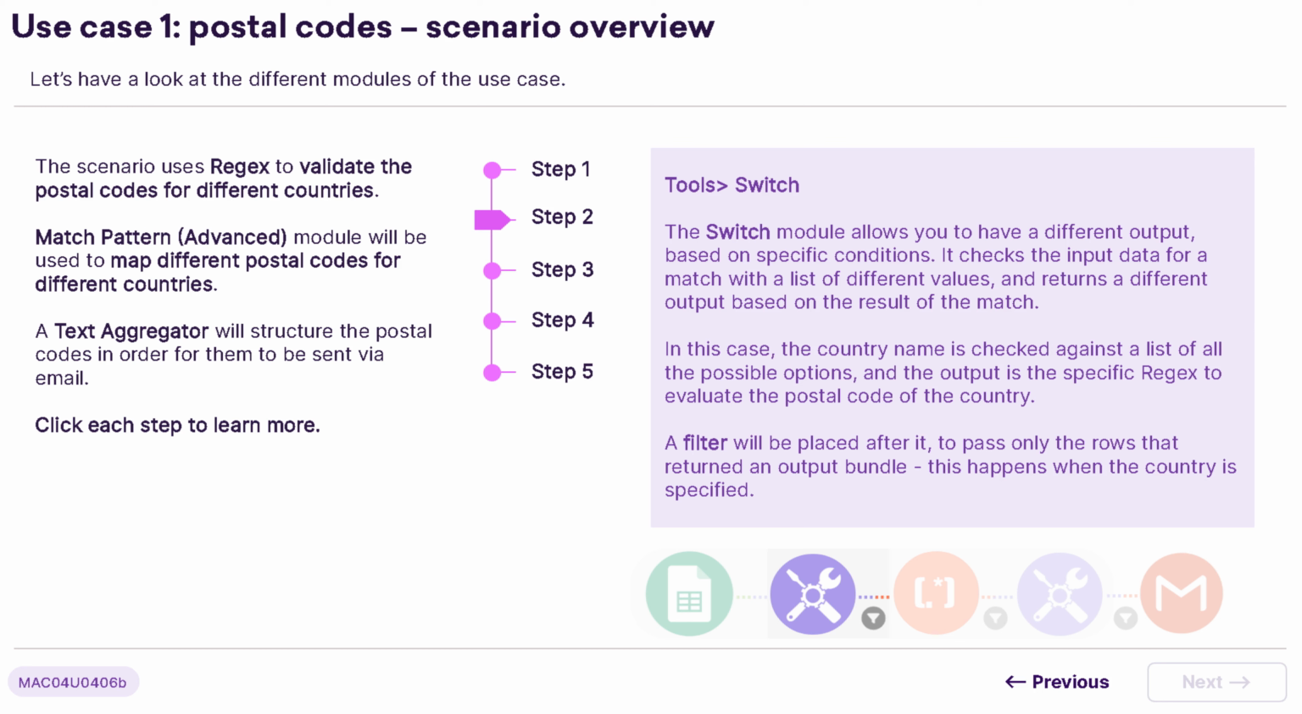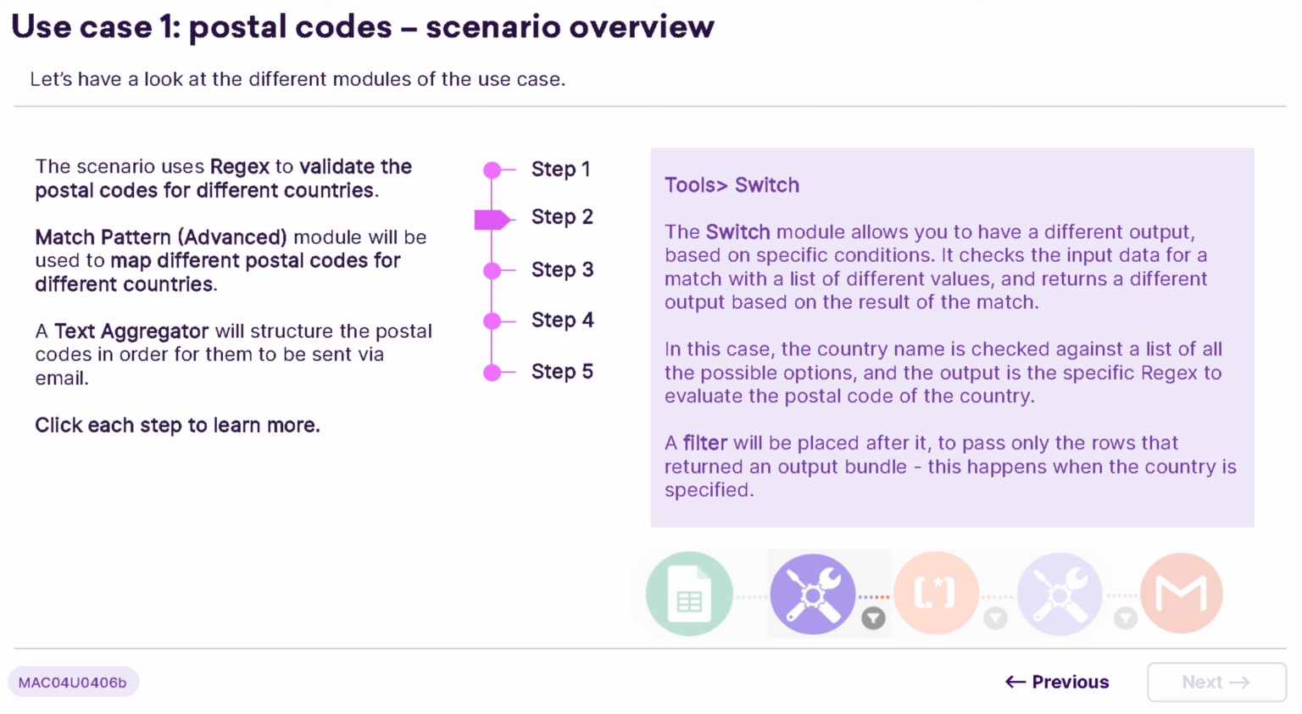In this use case, we're focusing on validating postal codes from various countries using a combination of modules. Here, the switch module plays a crucial role. It examines the input data, specifically the country name, and matches it against a predefined list of possible values.